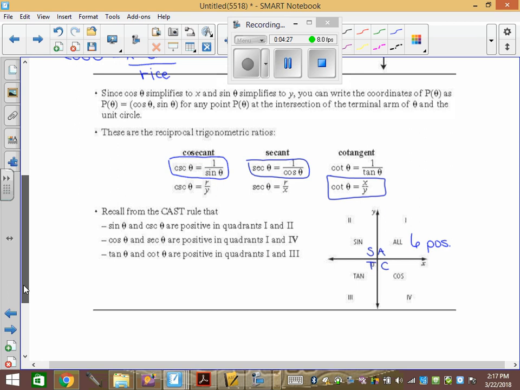In quadrant 2, sine is positive, and what's its bestie? Cosecant. So cosecant is also positive there. That makes sense, because if sine was like -1/2, cosecant would be -2, right? It's still going to be negative. The sign doesn't change. The fraction flips, but the sign doesn't change. If tan is positive here in quadrant 3, what's its bestie? Cotan. And then cos is positive here. What else is positive? Secant.